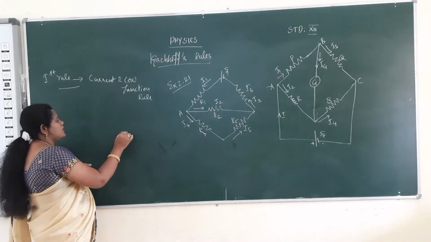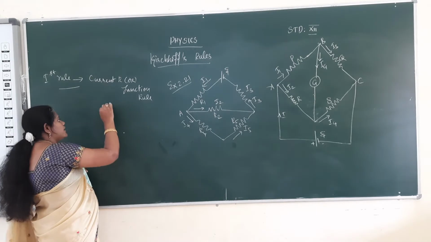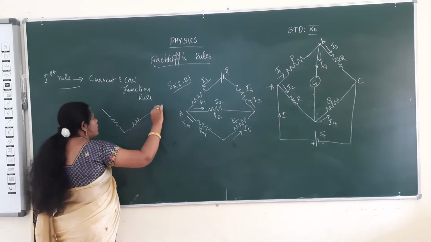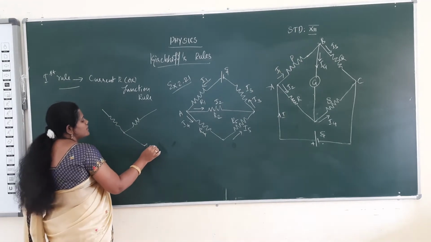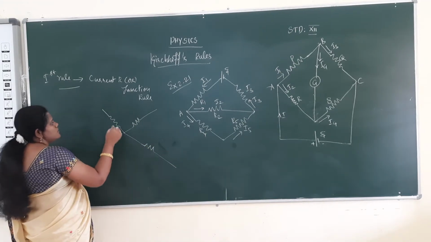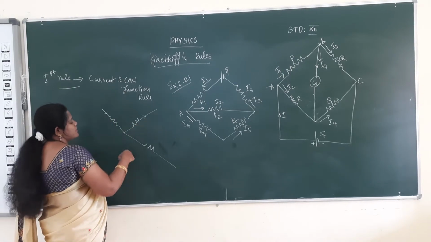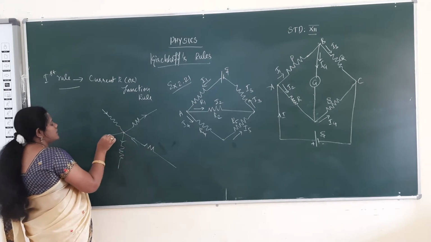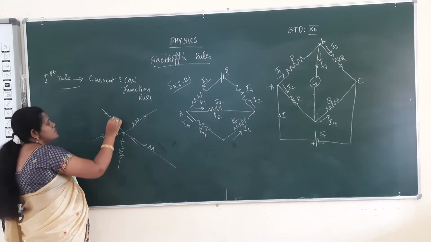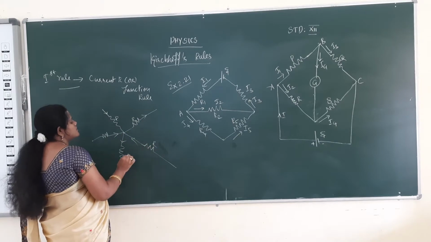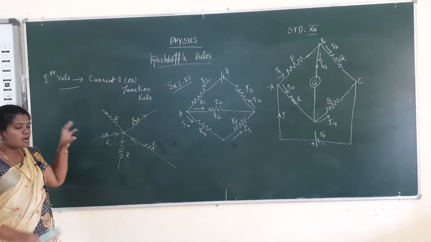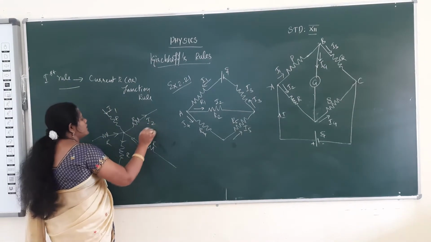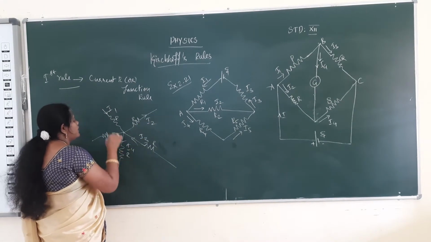For example, we take one junction. One current is flowing towards the junction, another is flowing away from the junction, another is towards the junction, another is away from the junction, and another is towards the junction. So the currents are I1, I2, I3, I4 and I5.